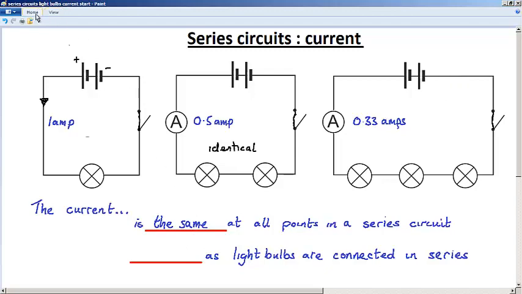So let's just summarize again. The current is the same at all points in a series circuit, and the current decreases as more light bulbs are connected in series.